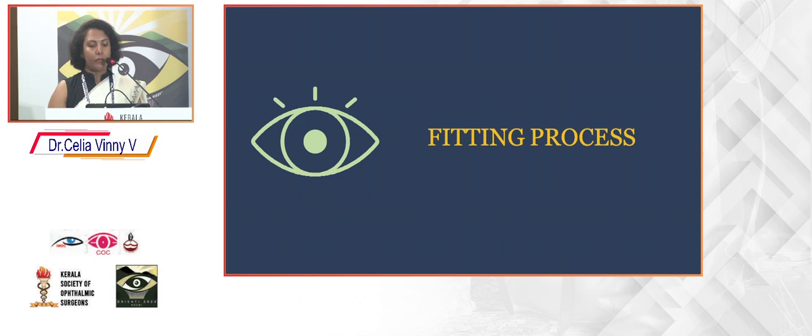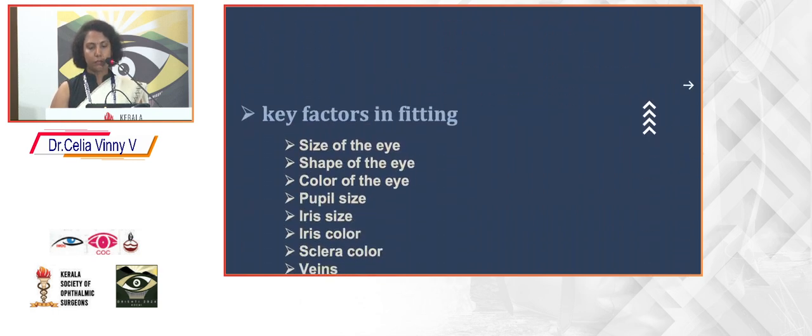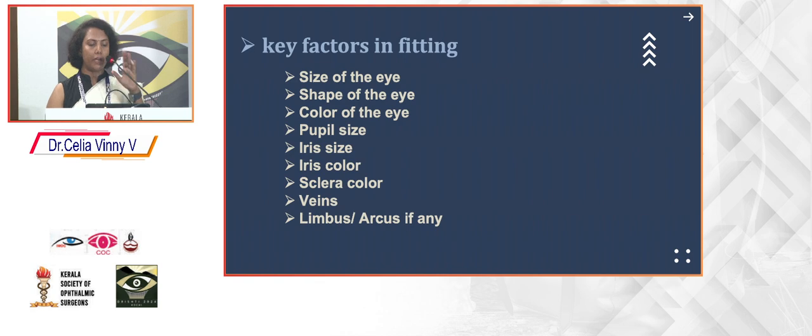When we come to the fitting process, there are some key factors we look at for the eye fitting. That is mainly the size and shape of the eye, color, pupil size, and iris color. Sclera color, and the background of the sclera will have some kind of color, and even veins. And if any patient has a pterygium or any arcus, any kind of pigmentation in the sclera, we'll see that also.